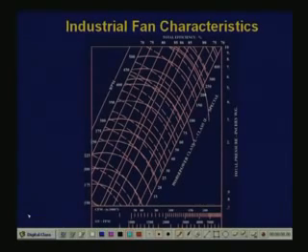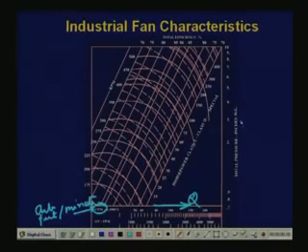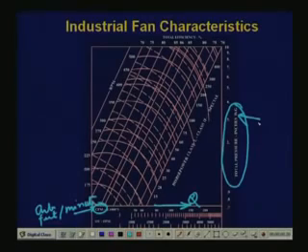On this axis you have CFM, meaning cubic feet per minute, a unit of volume per minute. So this is nothing but volume flow rate. This axis is Q, and this is total pressure in inches of water column, or P.